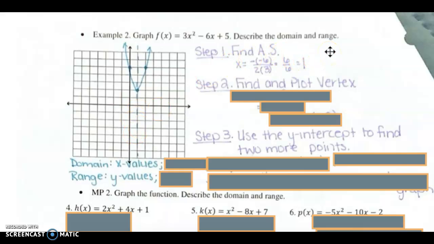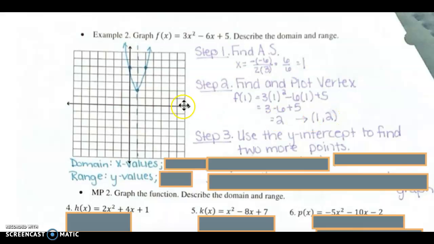Now we want to find and plot the vertex. So we take 1 and we plug it into our function, and that gives us 2. So our vertex is at 1, 2. This is our vertex right here.